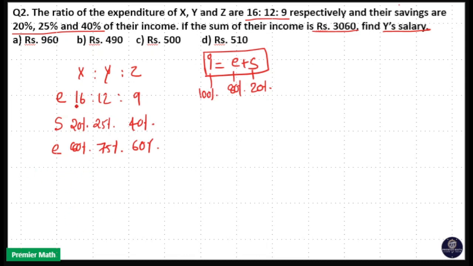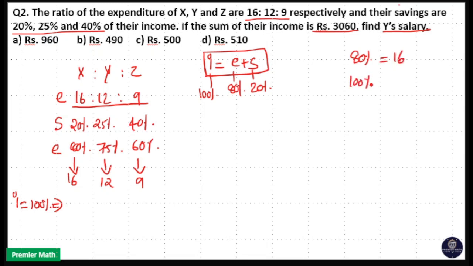So, here we know expenditure is in the ratio 16:12:9. That means 80% is equal to 16, 75% is equal to 12 and 60% is equal to 9. Here income is 100%. That means if 80% is equal to 16, what will be 100%? If 80% is equal to 16, then 100% will be 16 by 80 into 100. 16 into 5 is equal to 80. 5 into 20 is equal to 100. So, X salary will be 20 parts because 100% is equal to 20 parts.